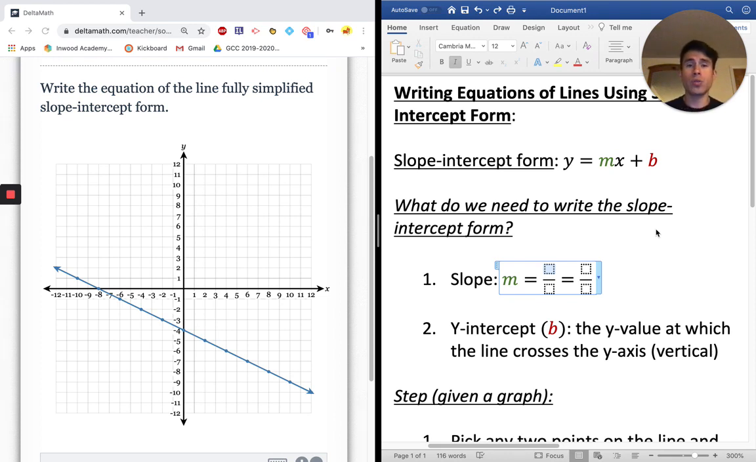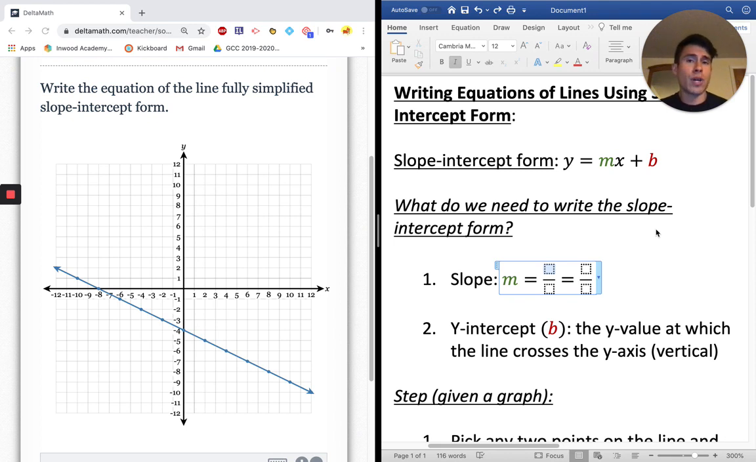Now today we're going to use all those skills, and we are also going to work backwards from the previous work that you did, and we are going to be writing the equations of lines in slope-intercept form. In all of these problems, you will be given a graph and the line will be on the graph.